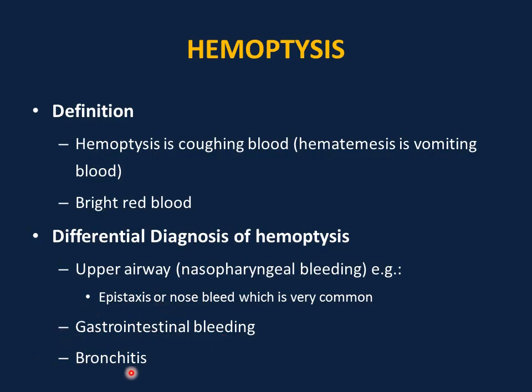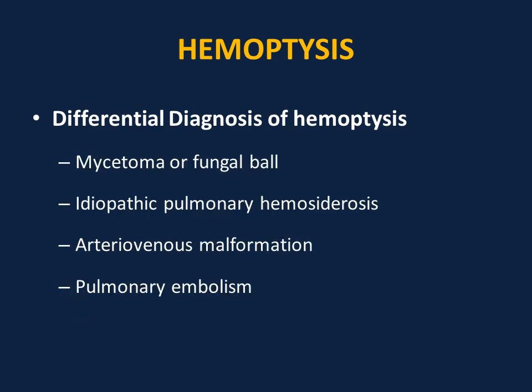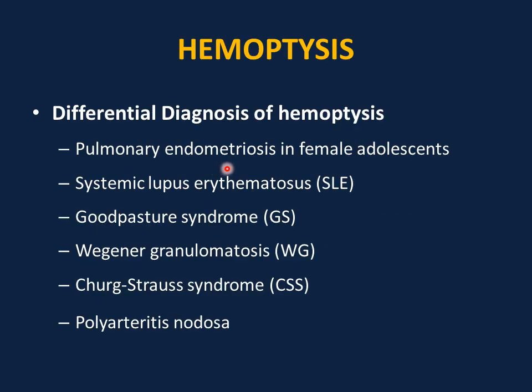Gastrointestinal bleeding, bronchitis. Other causes or differential diagnosis of hemoptysis: bronchiectasis, airway trauma, foreign body, lung abscess, pneumonia, or tuberculosis. Mycetoma or fungal infection in the lung, idiopathic pulmonary hemosiderosis, arteriovenous malformation, pulmonary embolism. Pulmonary endometriosis, if the endometrial tissue is abnormally located in the lung, should be considered in a female presenting with hemoptysis if no other causes are identified.